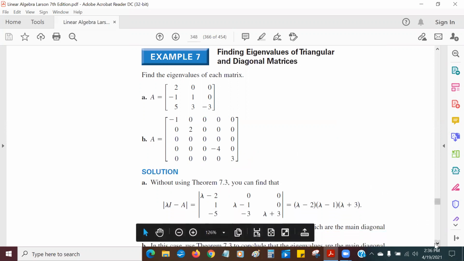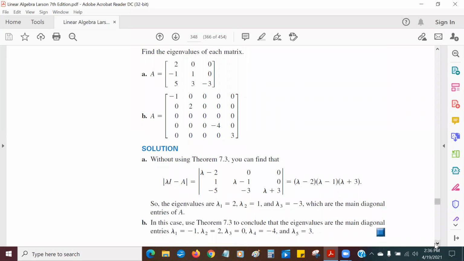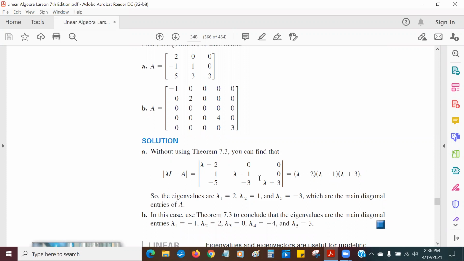And let's say we didn't use the theorem. Now we just used that theorem. To me, using theorems is like cheating. I like to work these things through. So suppose we worked it through. We did lambda I minus A, and we got this right here. If I take the diagonal, notice I still have a triangular matrix here. So the determinant is just going to be lambda minus 2 times lambda minus 1 times lambda plus 3, which gives me 2, 1, and -3, which is what we had on that main diagonal. So it's going to work.